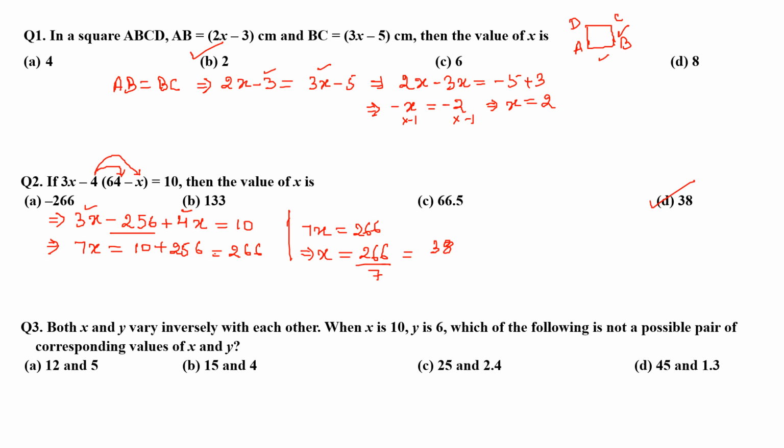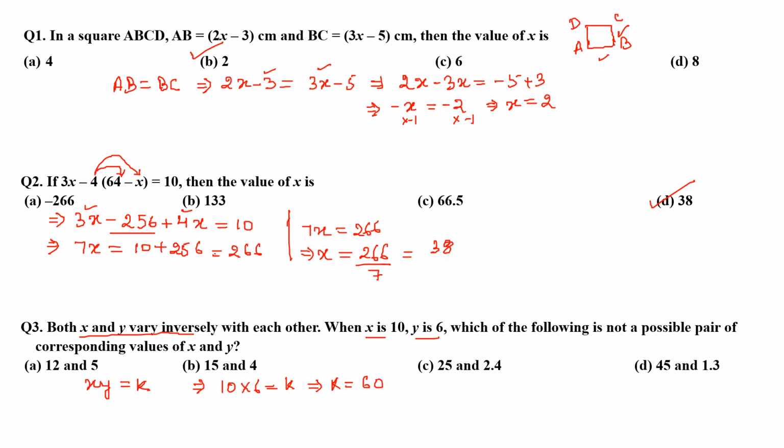Now the next question. Both x and y vary inversely with each other. When x is 10, y is 6. Which of the following is not a possible pair of corresponding values of x and y? So just try to recall, when x and y vary inversely, then what happens? The product of x and y remains constant. Here the value of x is given as 10 and the value of y is given as 6, so my constant value is 60.